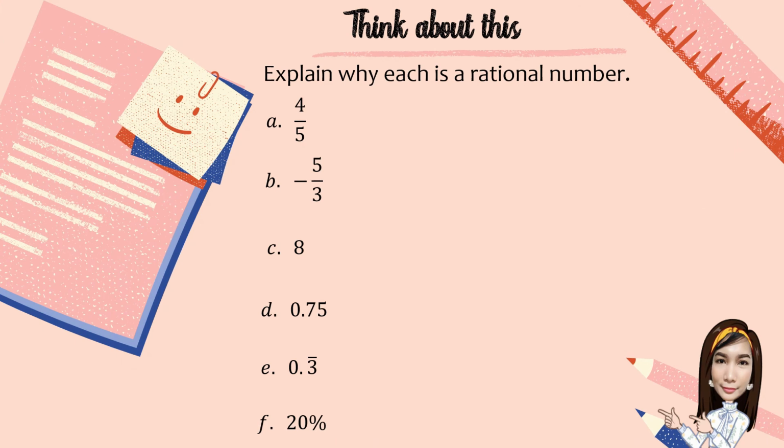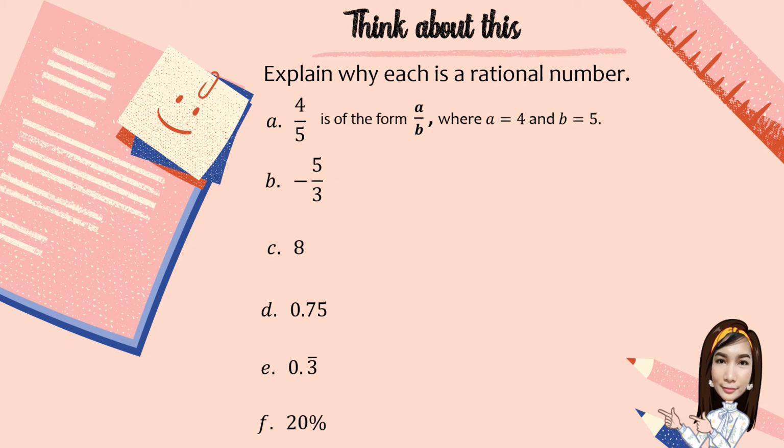Now think about this. Explain why each is a rational number. So 4 over 5 or 4/5 is of the form A over B, where A is 4 and B is 5. So 4 is the numerator and 5 is the denominator. And that is considered fraction. And fraction is a rational number.